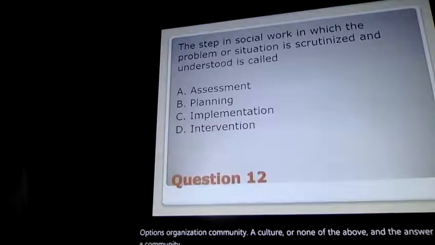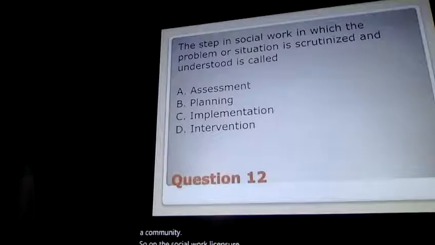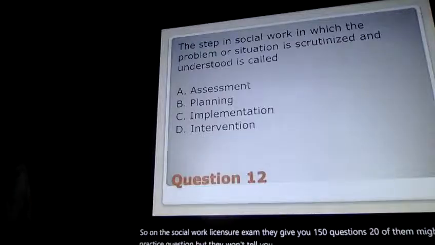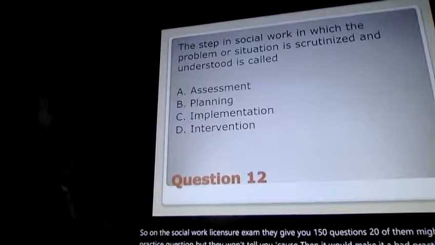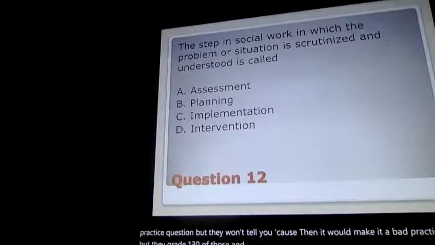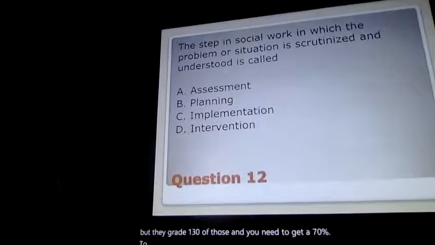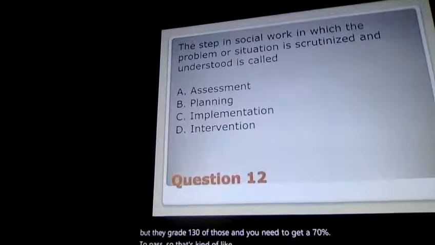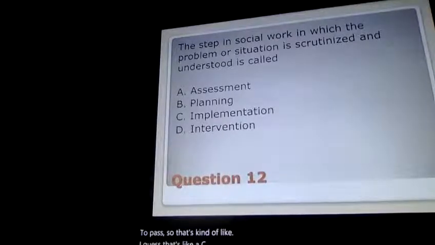So on the social work licensure exam, they give you 150 questions. 20 of them might be a practice question, but they won't tell you because then it would make it a bad practice question. But they grade 130 of those, and you need to get a 70% to pass. So that's kind of like a C, which is good. You don't want to have a D social worker that's in charge of your case.